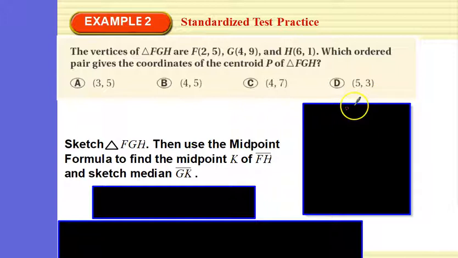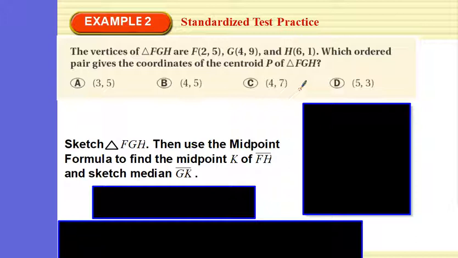All right, so the vertices of triangle FGH are as follows. Which ordered pair gives the coordinates of the centroid of FGH? So the first thing you're going to do is sketch the triangle, and then you're going to use the midpoint formula to find the midpoint of HG, and you're going to sketch the median GK.